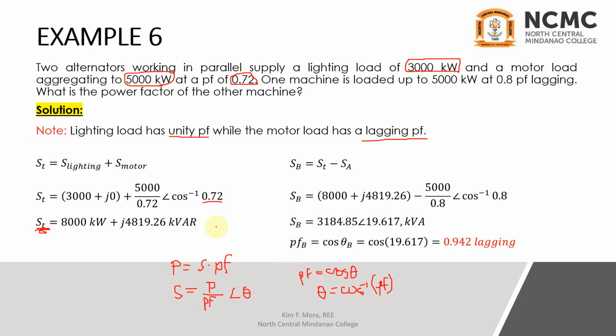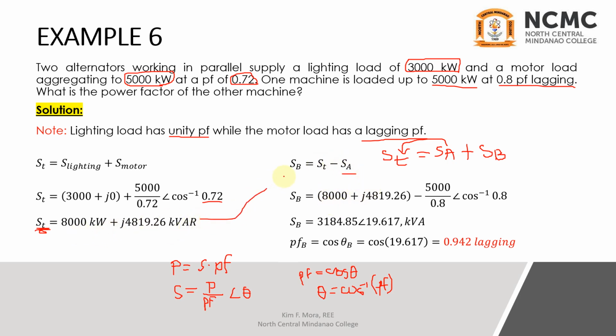Now the question here is, what is the power factor of the other machine? Given one machine with a power of 5,000 and a power factor of 0.8 lagging, we will find the apparent power of that machine. The formula we will use is ST, the total apparent power, is equal to the apparent power of machine A plus machine B. Since one machine is given, what we will find is machine B, SB. So we just transfer SA to the other side of the equation, making it negative SA. So SB is ST minus SA.